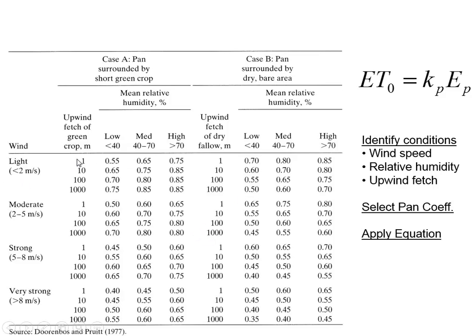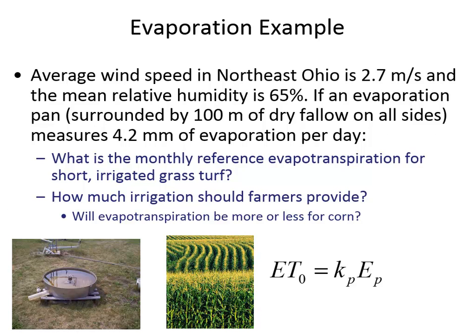But if you're further upwind, then the relationship between the pan and the crop is closer together. 0.85 is closer than 0.65. And you can also see that as you have high humidity, then the pan and the crop will have similar performance. So when we get together in class next time, we'll work through this evaporation example, and we'll also take a look at one other method for estimating evaporation that's on the homework.